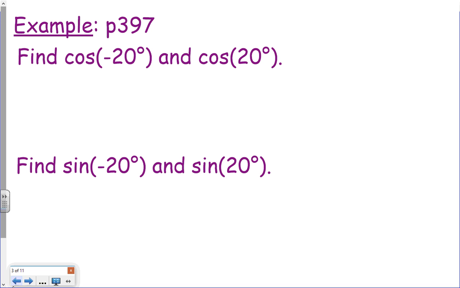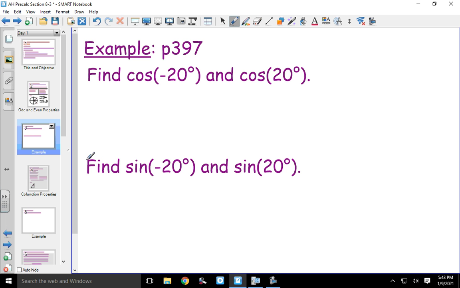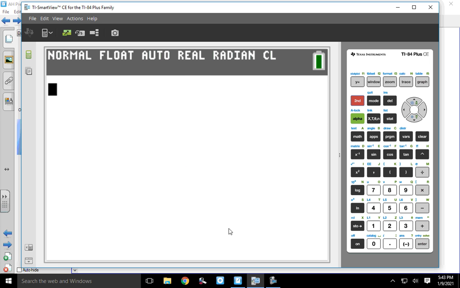All right, let's take a look at an example here. Example on page 397 asks us to do a couple of calculations here, just to verify these properties really is all we're doing. Let's start with cosine. It says to find the cosine of the opposite of 20 degrees and the cosine of 20 degrees. Now, if cosine is in fact an even function, like we're claiming that it is, then we should find that we get the same result. So let's see what happens here.